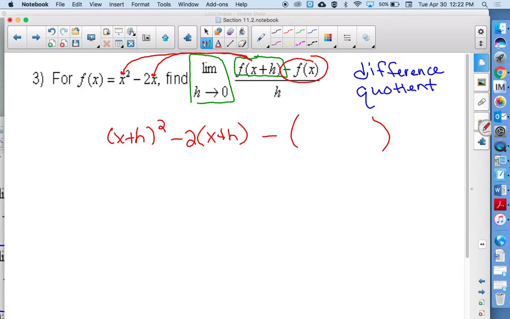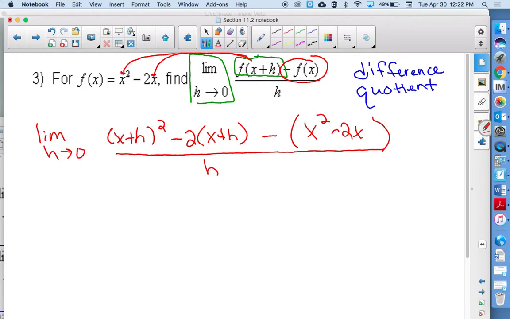Well, what's the equation that represents f of x? Yeah, x squared minus 2x. All of this is divided by h. You can't plug a 0 in because then you're dividing by 0. So I can't do anything with the limit until we do some algebra.